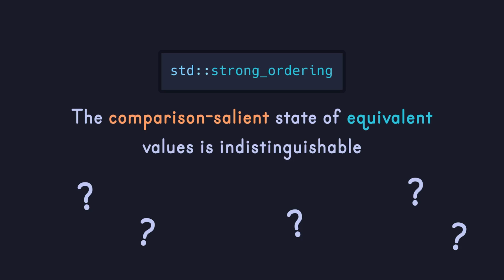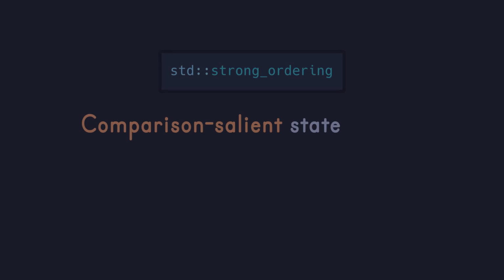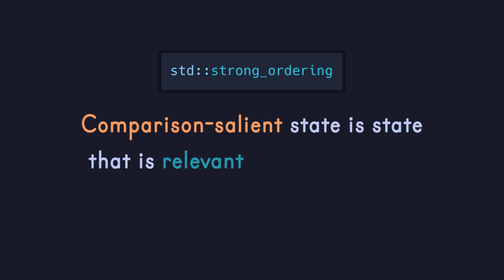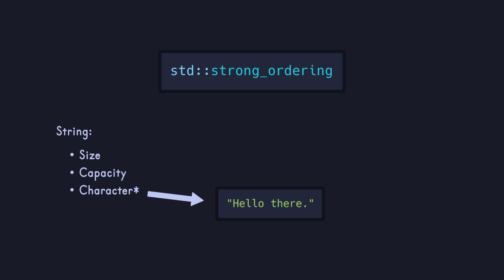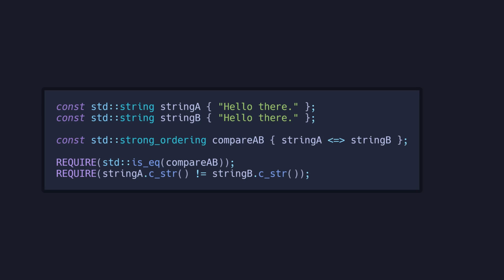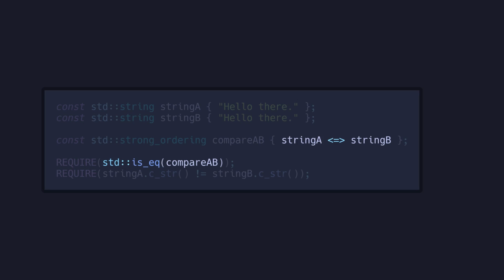But what exactly does comparison salient state mean? Well, comparison salient state is state that is relevant for a comparison. To explain this, let's look at a string. A string has a size, capacity, and pointer to an array of characters. However, to compare strings, only the size and content of the array of characters are relevant. These would be considered comparison salient. The capacity and pointer to the array of characters are not considered comparison salient. This means that a string comparison will return a strong ordering despite being able to distinguish between equal strings by looking at the internal C string.